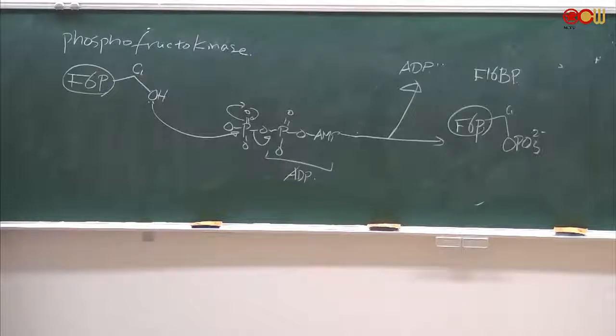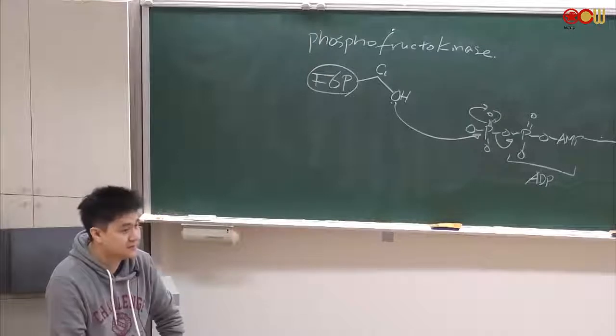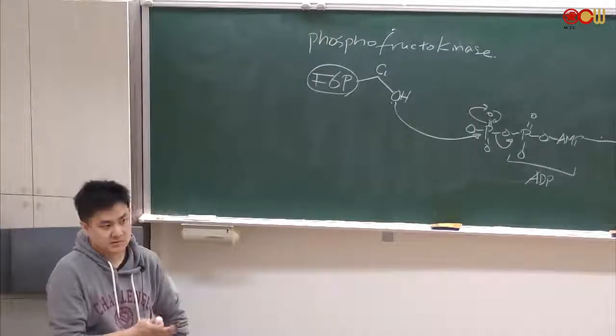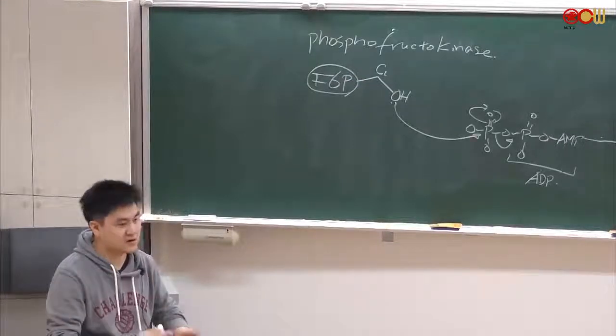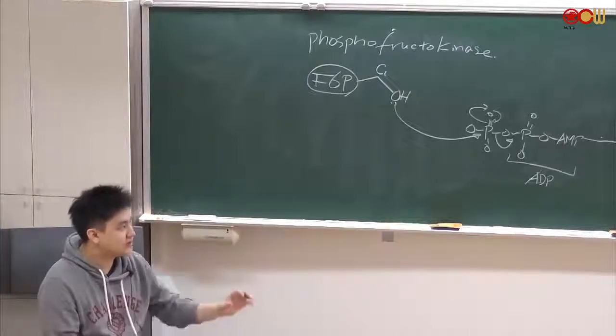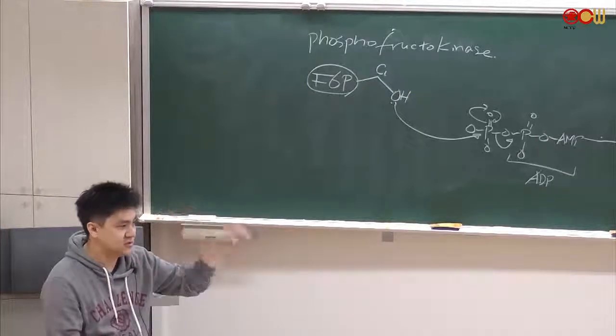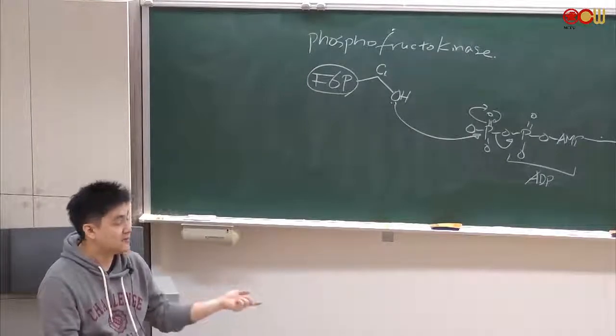This is what we call the committed step of glycolysis. What it means is after fructose 6-phosphate is phosphorylated into F16BP, this molecule is signaled for degradation to pyruvate. So it's not going to go anywhere else, typically. It basically tells the organism that, hey, this sugar, I'm going to degrade it.